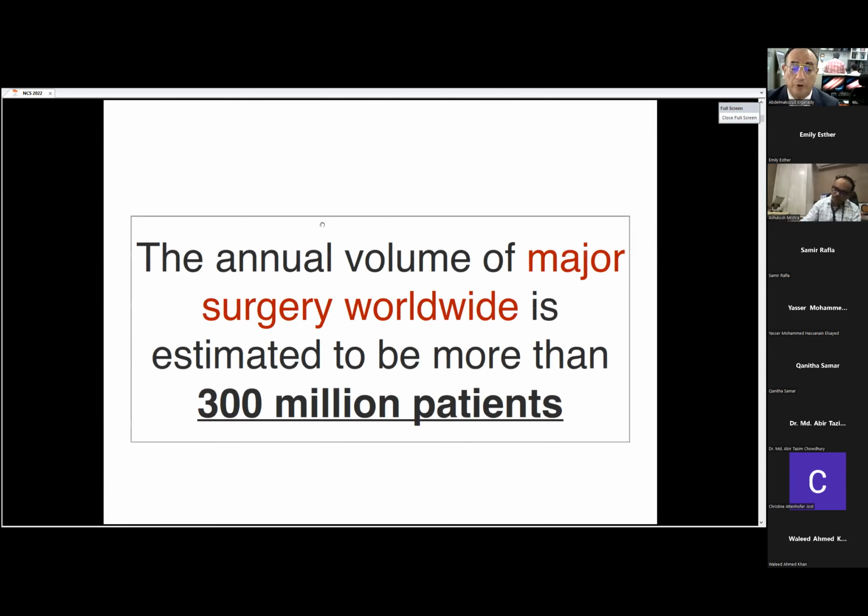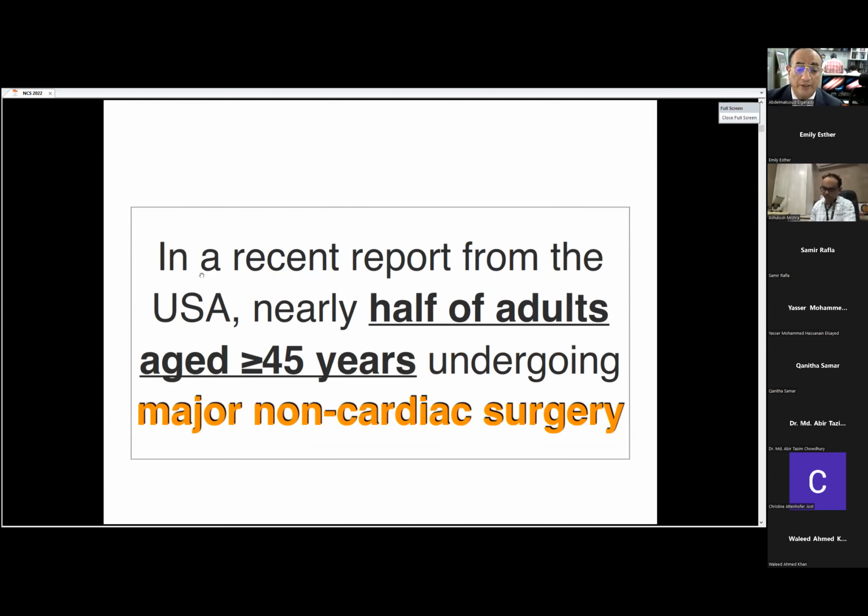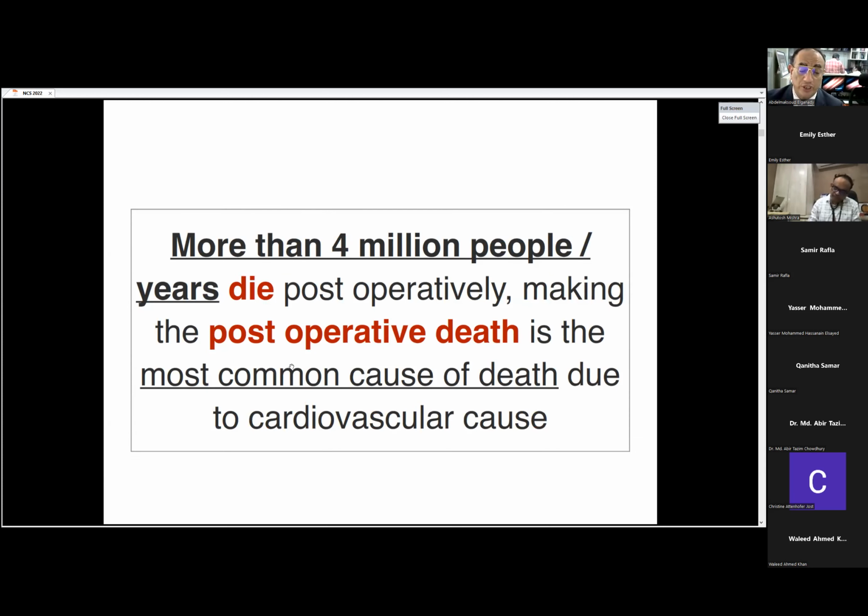Actually, the magnitude of the problem is very high. The annual volume of major surgery worldwide is estimated to be more than 300 million patients. In European Union countries, 20 million major procedures annually. Nearly 85% of major operations are non-cardiac surgery. And in a recent report from the USA, nearly half of adult patients aged 45 years or more are undergoing major non-cardiac surgery, which is critical.